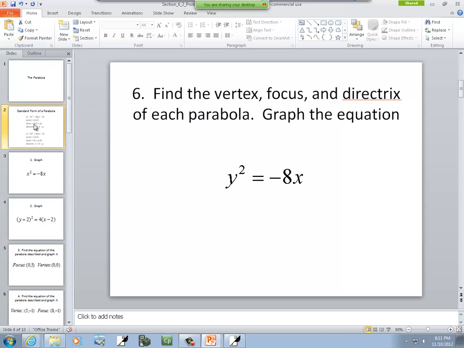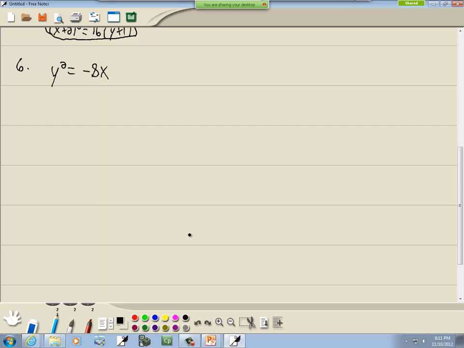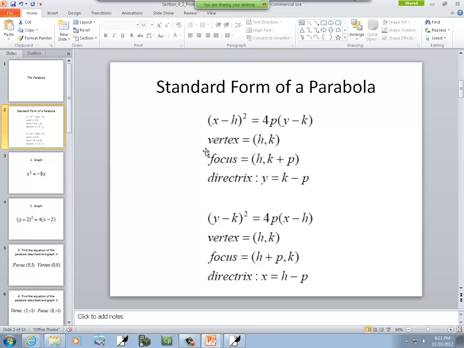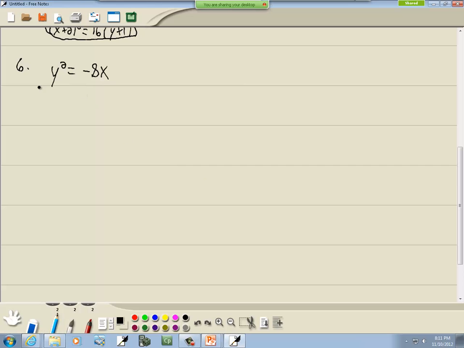So let's go back up to our formulas. Square root is on the y. So we look for this bottom formula, square root is on the y. We're going to use this one. We want it to look like our standard form here. So I'm going to rewrite this as y minus some number squared. And again, remember if you have a single letter, you just put 0.